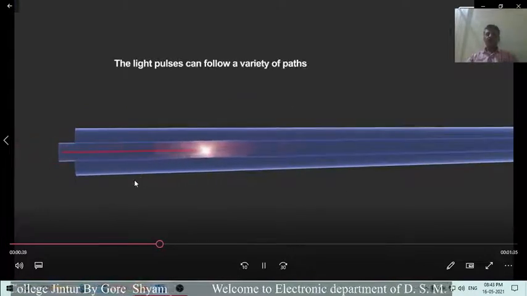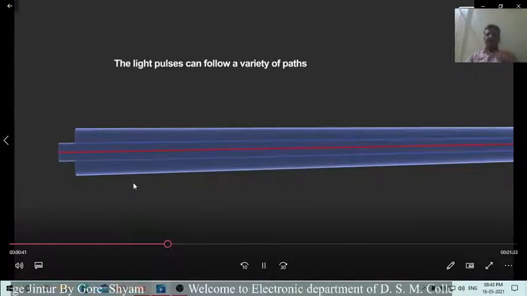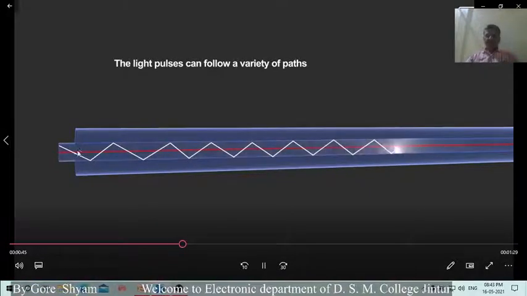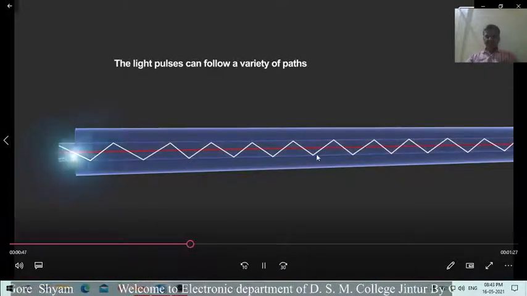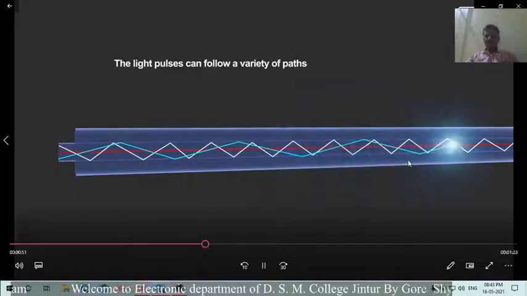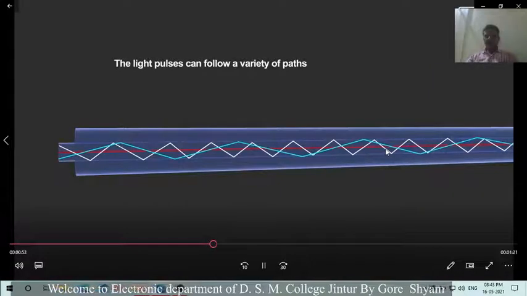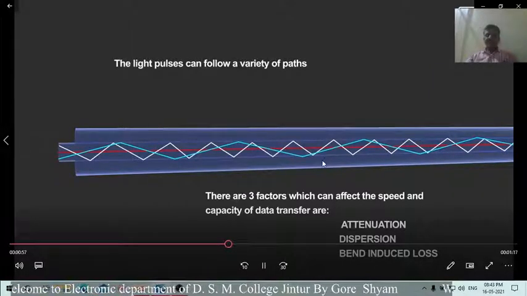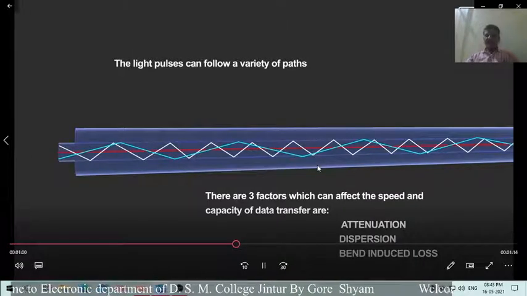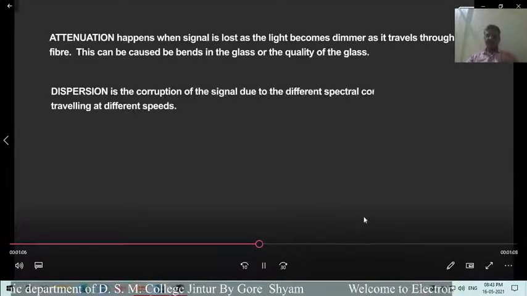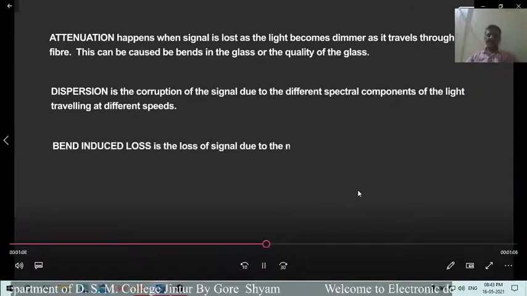So light can flow from one place to another place with the help of different paths, like these are the different paths of the flow of light from one end to the other end. Okay, and there are three factors which can affect the optical fiber, known as attenuation, dispersion and bending losses.